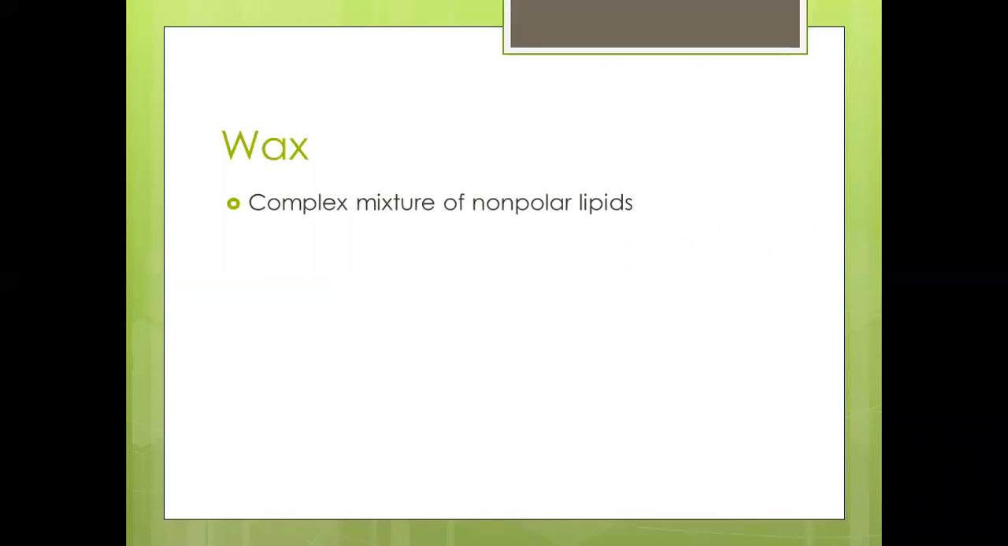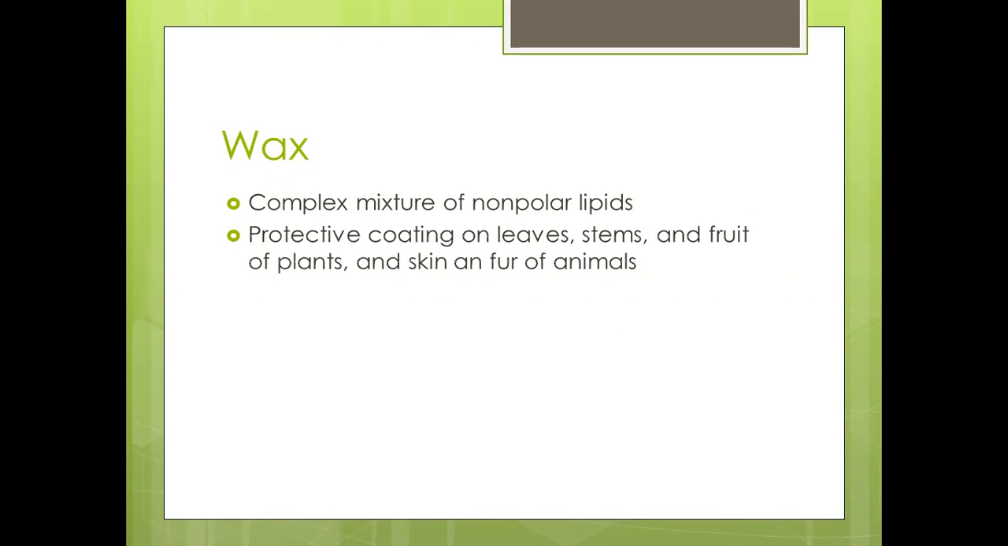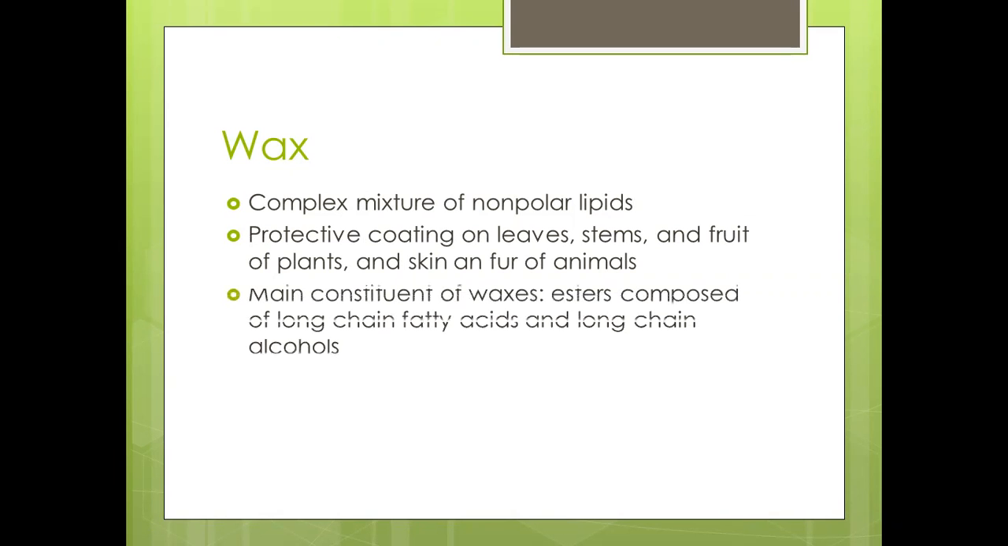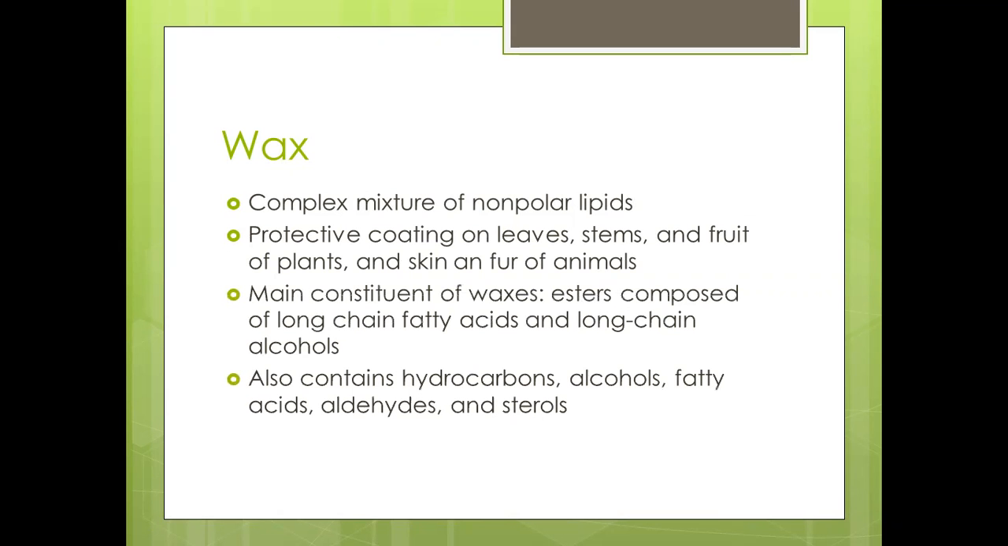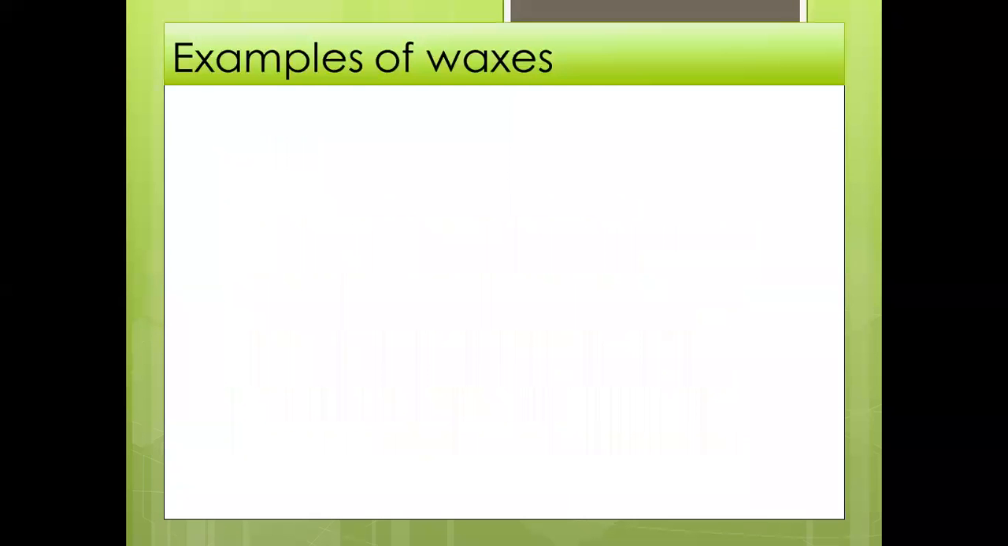Okay, so another kind of lipid is what we call the wax, or the wax ester. The wax is a complex mixture of nonpolar lipids, and it is used as a protective coating on leaves, stems, and fruits of plants, and skin and fur of animals. The main constituent of waxes is the ester composed of long-chain fatty acids and long-chain alcohols, and they also contain hydrocarbons, alcohols, fatty acids, aldehydes, and steroids. And the same with triacylglycerols and fatty acids, they also serve as energy stores and water repellent.